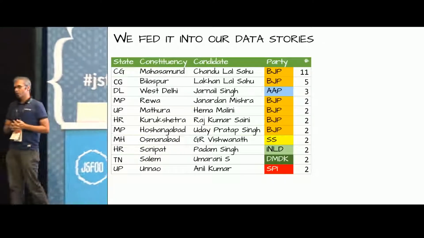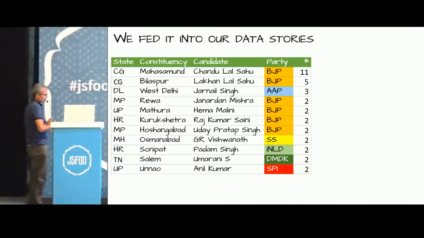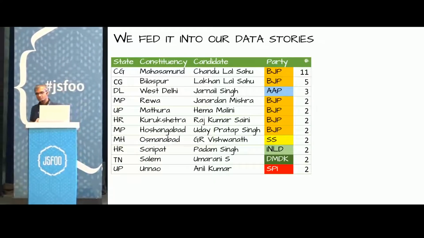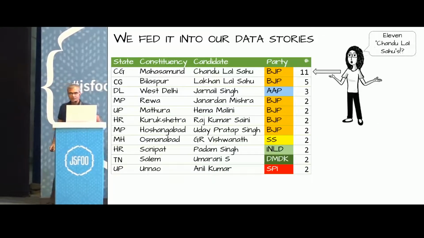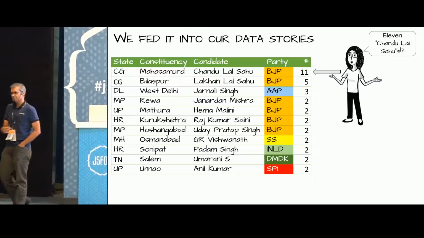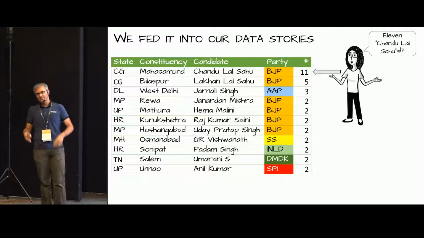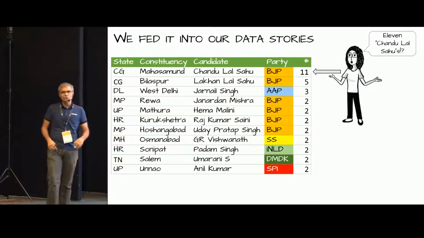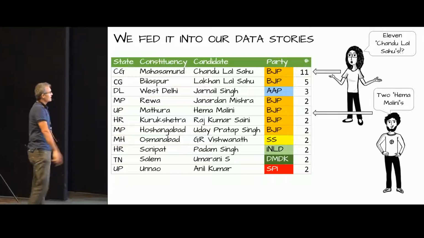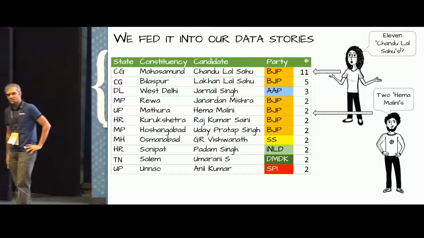So for instance, we took one of our 2014 stories where during the parliamentary elections, the number of candidates with the same name in different constituencies was pretty odd. For instance, there were 11 people called Chandulal Sahu in Mahasamud, exactly the same name. One of them was the sitting MP, and the remaining 10 were obviously independents who were drawn in to create some confusion. There were two Hema Malinis standing for election in Mathura. One was the Hema Malini, and the other certainly was not.